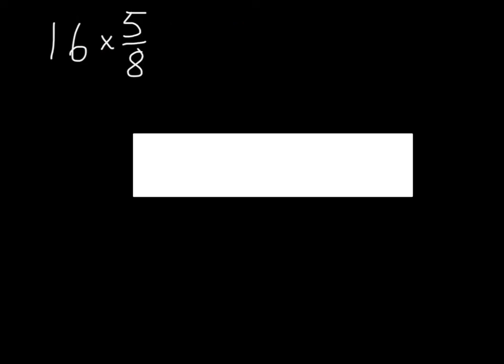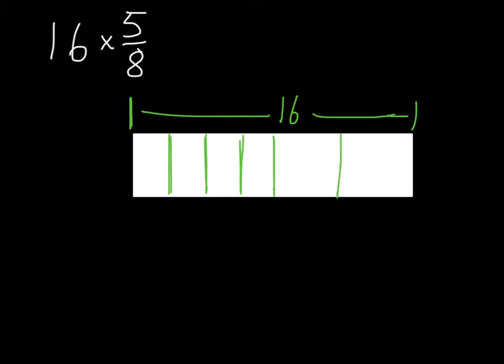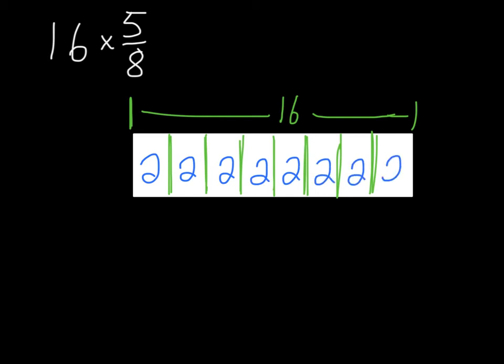Let's take a look at another one. 16 times 5/8. So again, the whole amount is my 16. And I want to chop it up into pieces. This time I'm looking for 5 out of the 8 pieces, so that means I need to chop it up into 8 pieces. So I do it as evenly as I can. And then I think about what would I get if I divided 16 up into 8 parts. 16 divided by 8 gives me 2. So each one of these pieces represents an amount of 2.